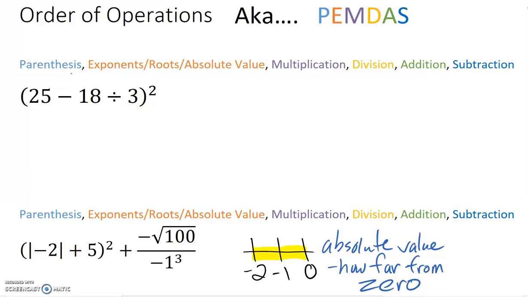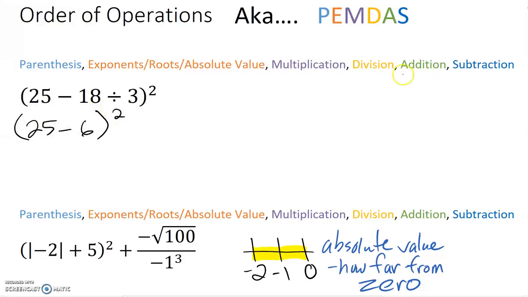Now, we want to figure out what to do, of course, within the parentheses. And we have subtraction and division. Well, since division comes before subtraction, that's what we have to do. So let's just get started. So we have 25 minus 18 divided by 3 is 6. I'll even keep the parentheses, and here's our exponent.